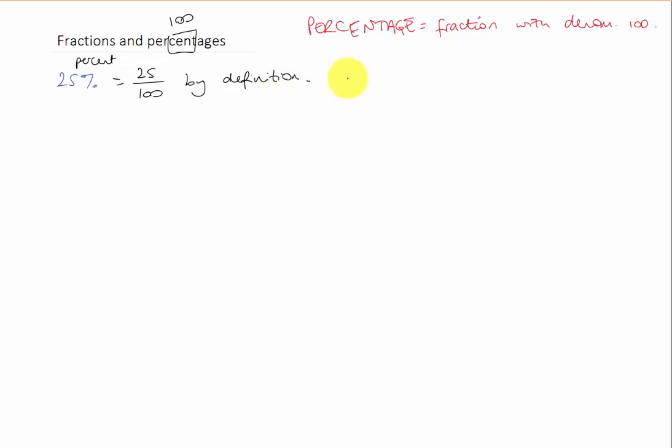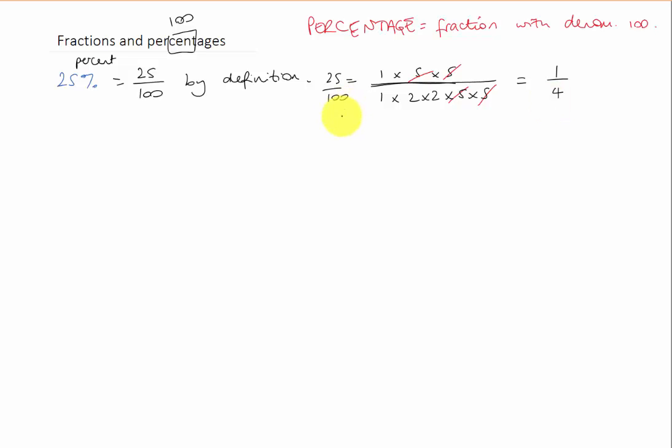So we could simplify that down. 25 out of 100 is equal to 1 times 5 times 5, if we take out all the factors, over 1 times 2 times 2 times 5 times 5 for 100. And we can cancel out these 5s without changing the value, so that gives us 1 over 4, 1/4.